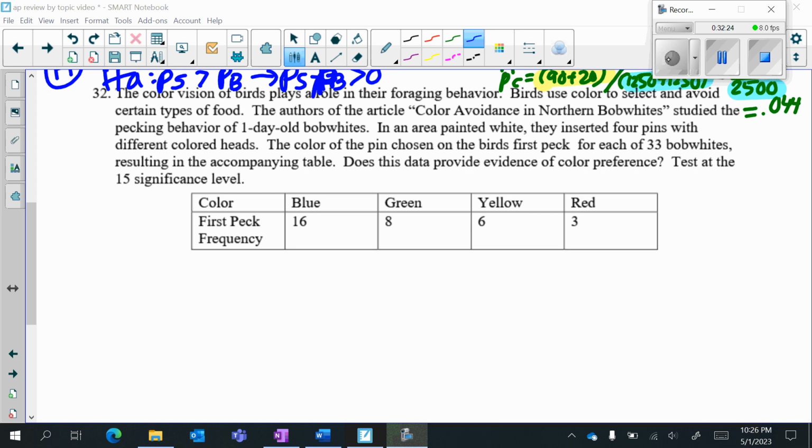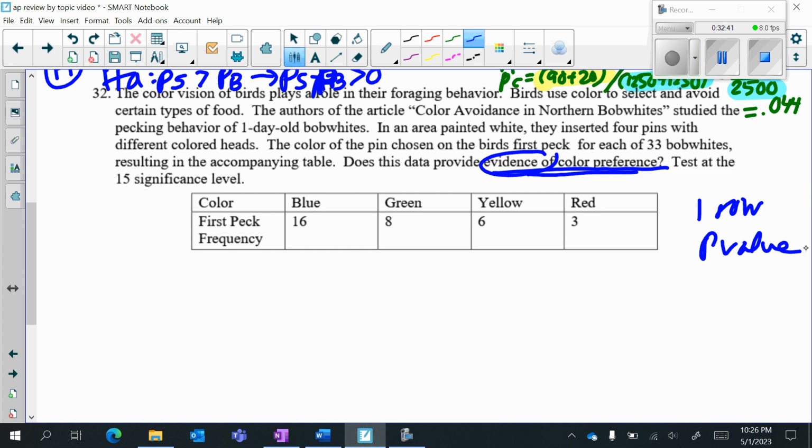Let's go down to number 32. It looks like we have one row. It says, does this data provide evidence of color preference? So evidence is going to be a p-value. It seems like they're talking about the color of these birds called bobwhites. And they want to know if we paint them different colors, if the birds are going to prefer some colors over others. So this is 33, the sample size, that's n.